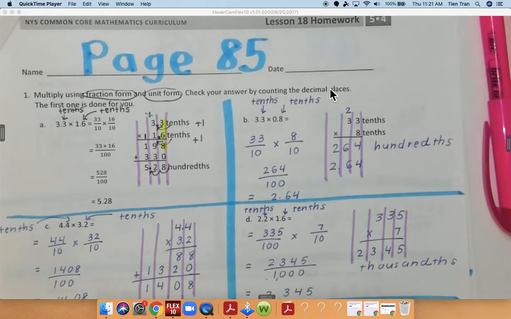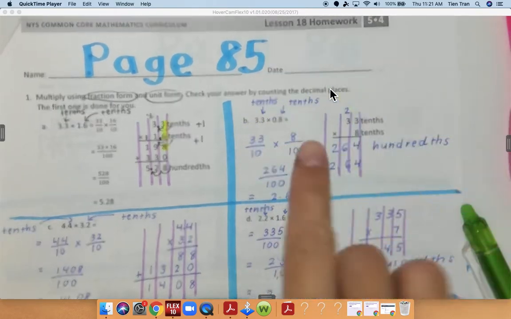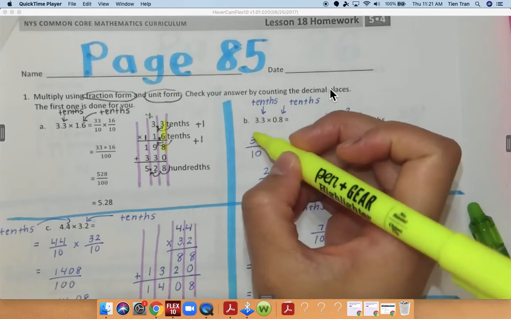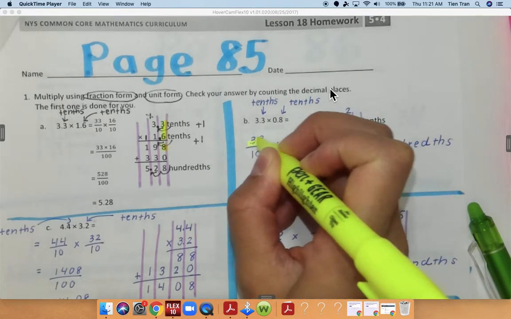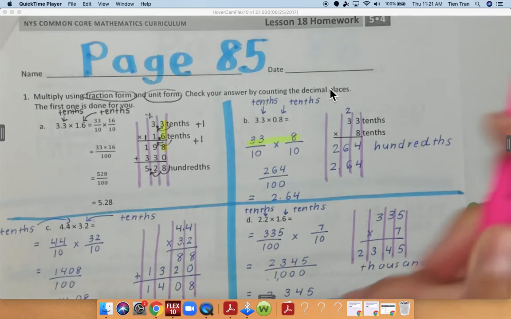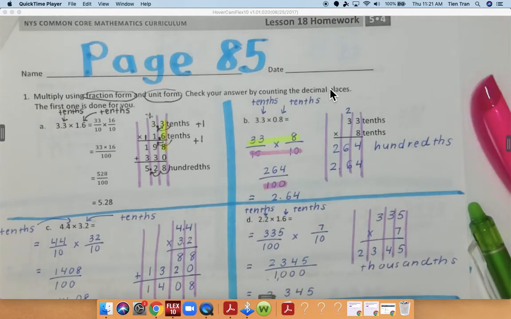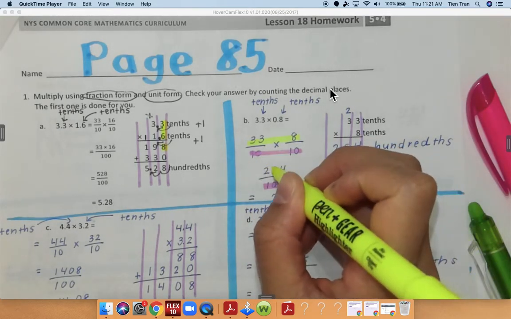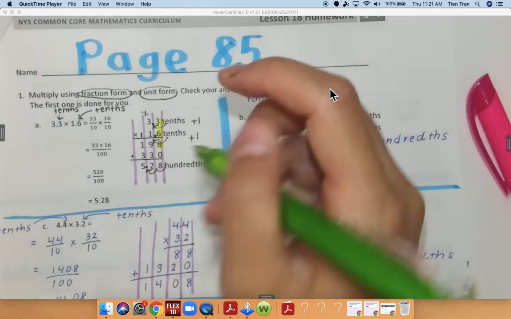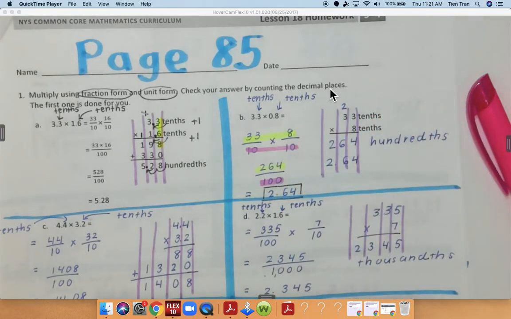Okay, now moving on to the next problem. First, I'm going to multiply. Notice that the 3 is in the tenths and the 8 is also in the tenths place. I'm multiplying my numerator first, so we have 33 times 8, and then I'm multiplying my denominator, 10 times 10, which is equal to 100. 33 times 8 is equal to 264. When I multiply it together, I get my final answer of 2 and 64 hundredths.